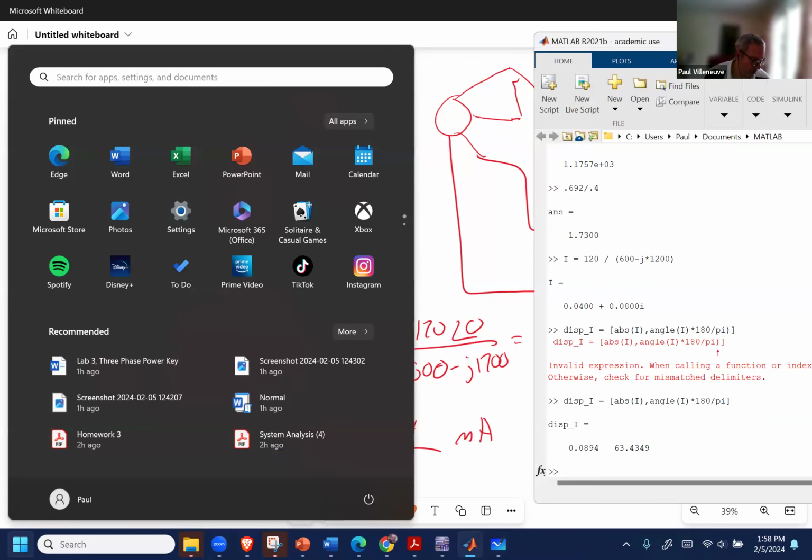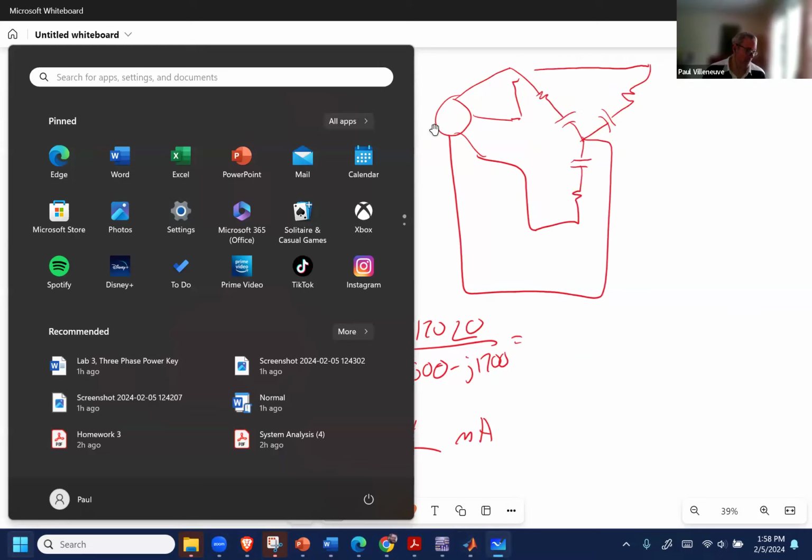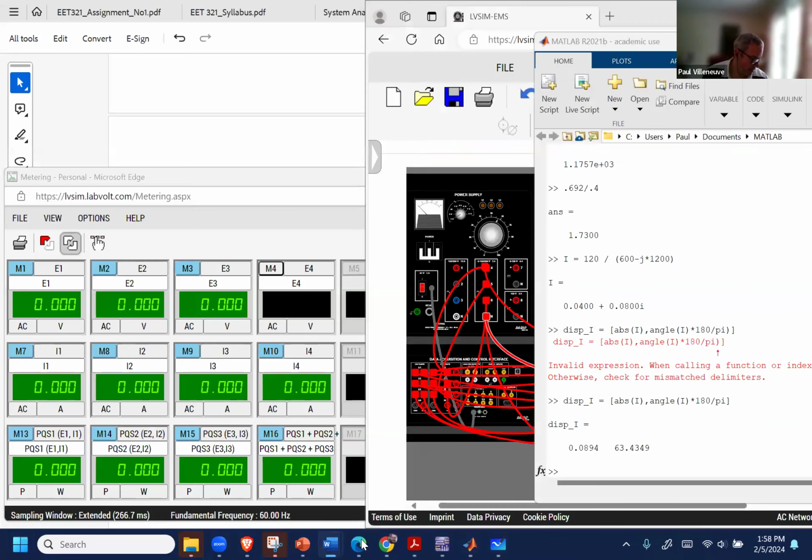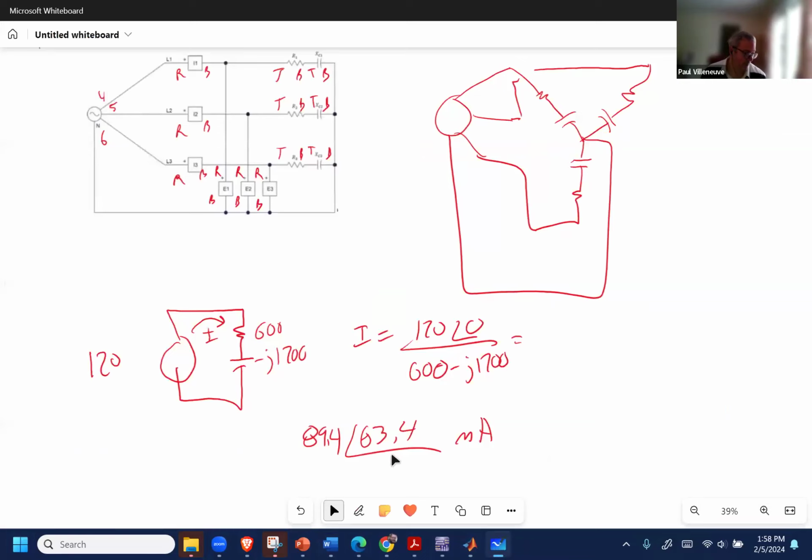So now the first question is: is that current what I expect it to be? Well, I don't know the magnitude of the current, but I know that if I have 1200 over here, my 120 is going to be divided by a number at least 1200 in magnitude. So I know I'm going to get less than a tenth of an amp, which is 100 milliamps. So I'm not too far from that, and I'm feeling pretty good about the magnitude.